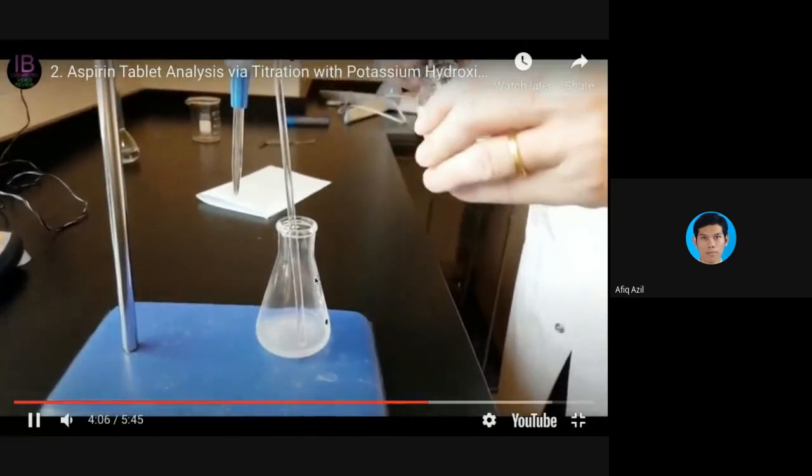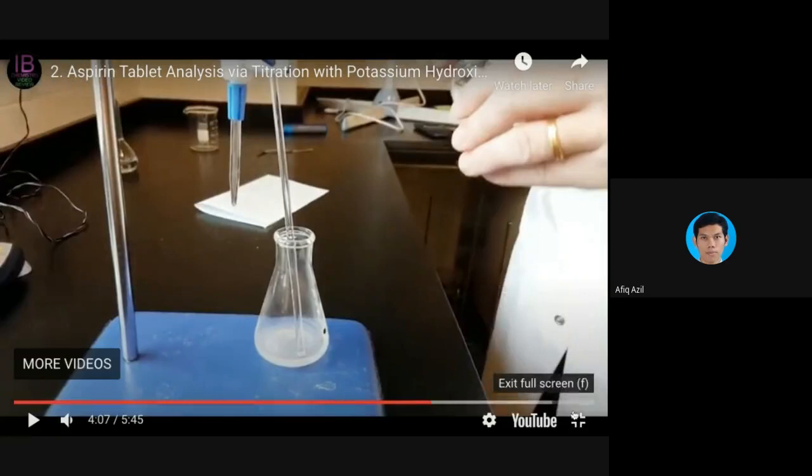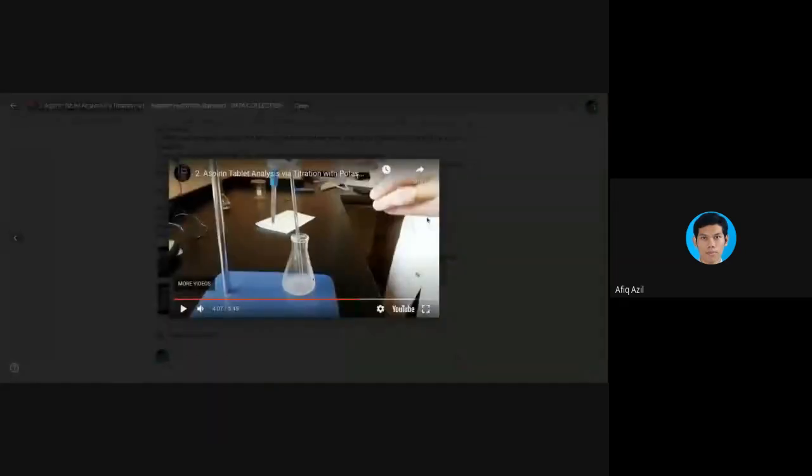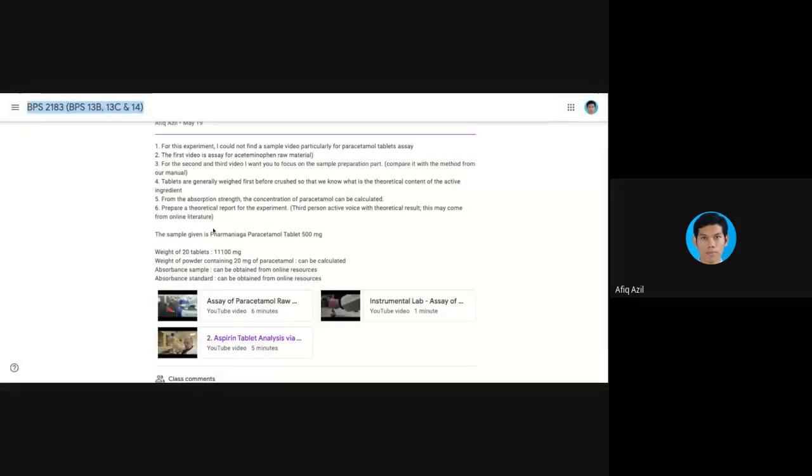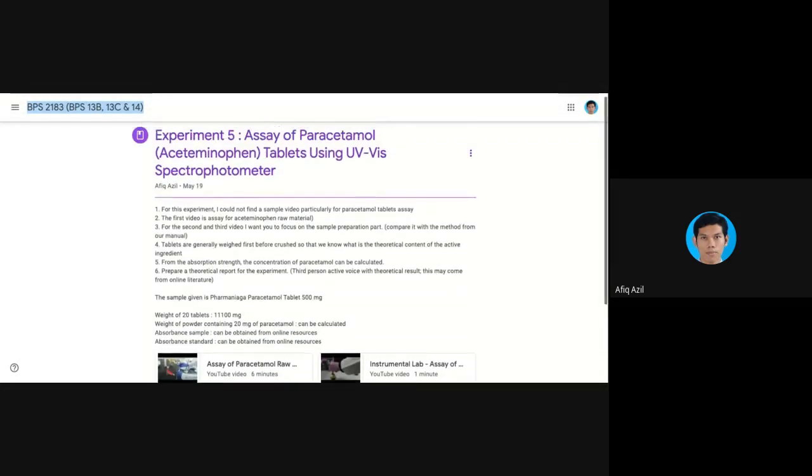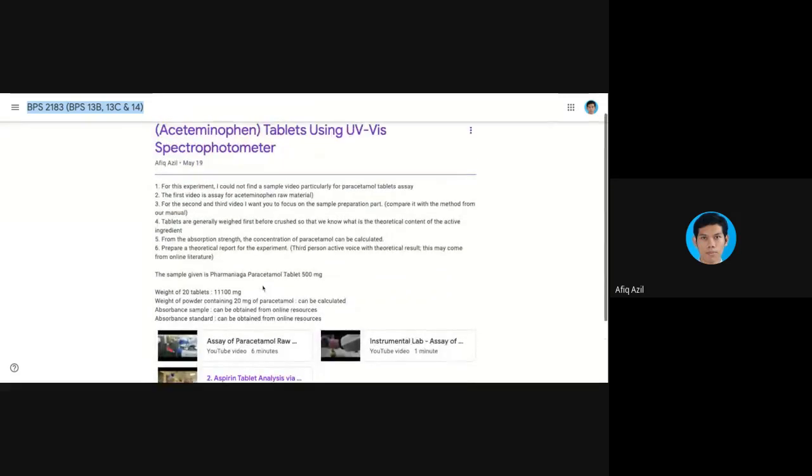Okay, so this is just the titration. So I think what I want to focus on is the sample preparation itself. Okay, so those are the videos, just three that I want to share with you all for this experiment number 5, because the second part, except for the sample preparation, is the UV-Vis spectrophotometer, which is how you are going to use the UV-Vis, which I think in the previous experiment we have discussed.